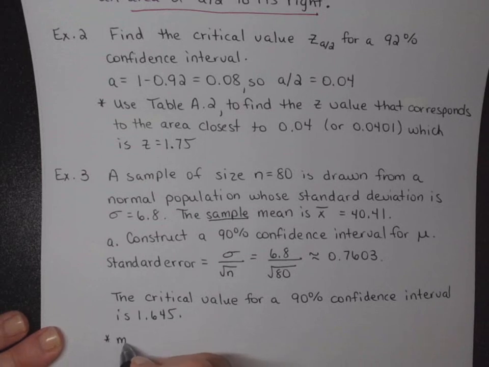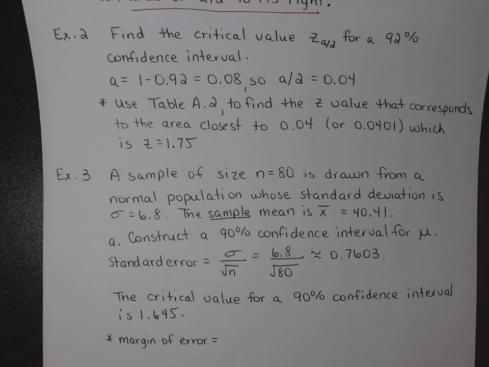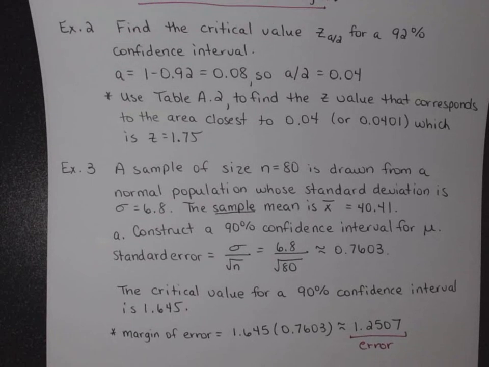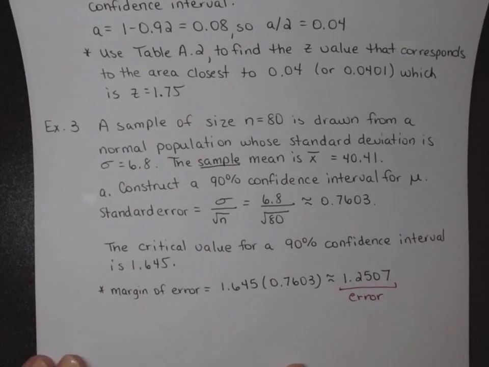So we're using all of this in order to find the margin of error. Okay, remember the margin of error is always critical value times that standard error. And so that works out to be, if you use your calculator, 1.2507. Okay, remember this represents the error, one way or the other. Either too big or too small, that's our error.